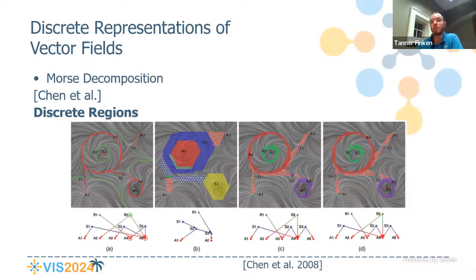Another option is to discretize based on the regions of flow. Each region has a particular flow behavior and can be connected with other regions that flow in and out of each other, forming a graph structure. This is what's called constructing a Morse decomposition, made by Qian et al.